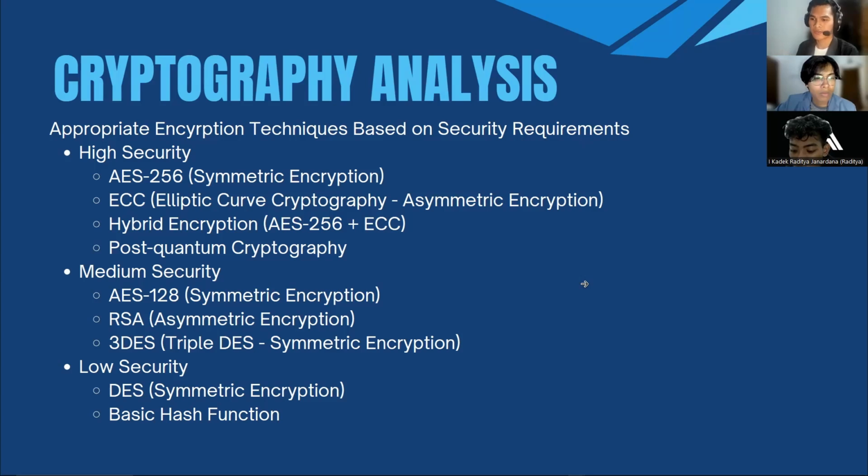and 3DES, which is triple DES, a DES algorithm which is done 3 times. That is why it's called triple DES, which is a symmetric encryption. And the last one is a low security encryption, which you don't want to use anymore because you want your system to be secure, and that's why you don't want to use a low security one.